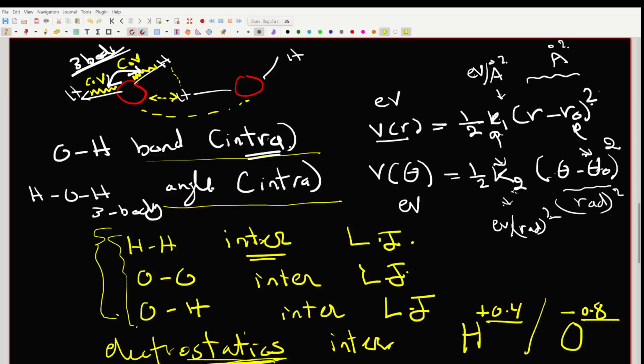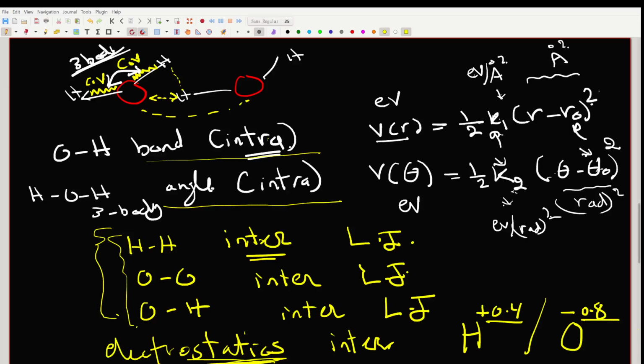The same analysis goes for any molecules made out of three atoms or more, except that depending on the character of the molecule, there might not be Coulomb. So maybe the molecule really doesn't exhibit any ionic character, so you don't see any Coulomb interaction.